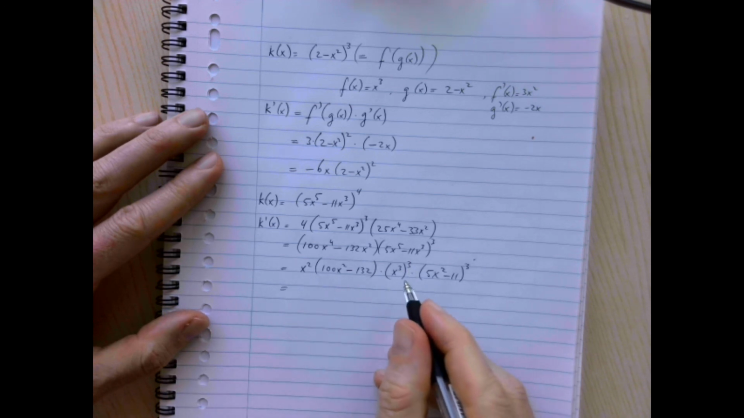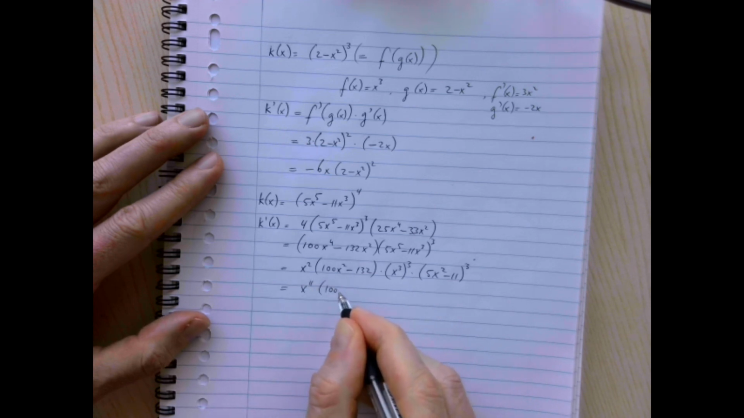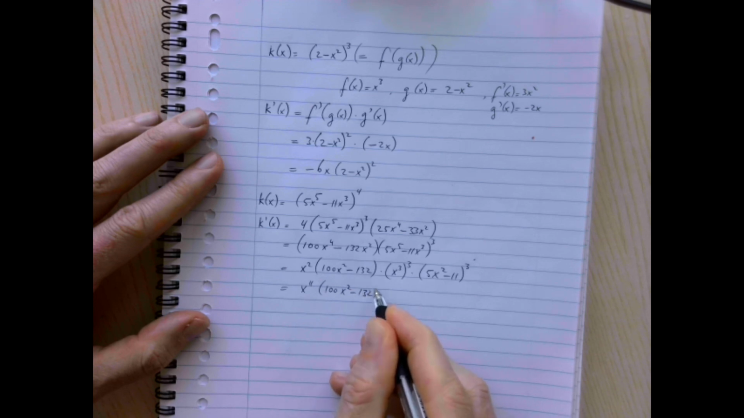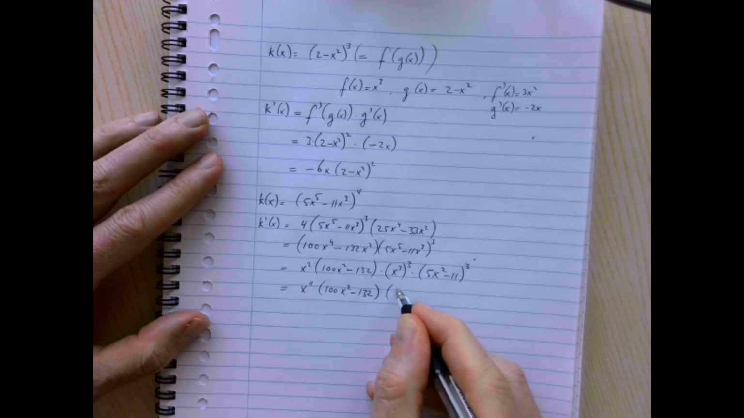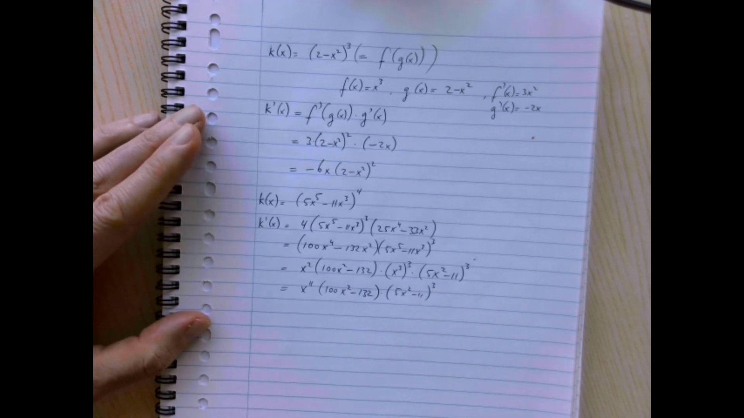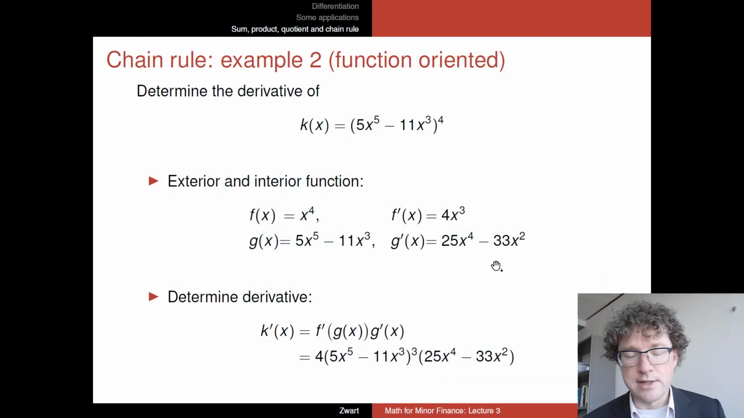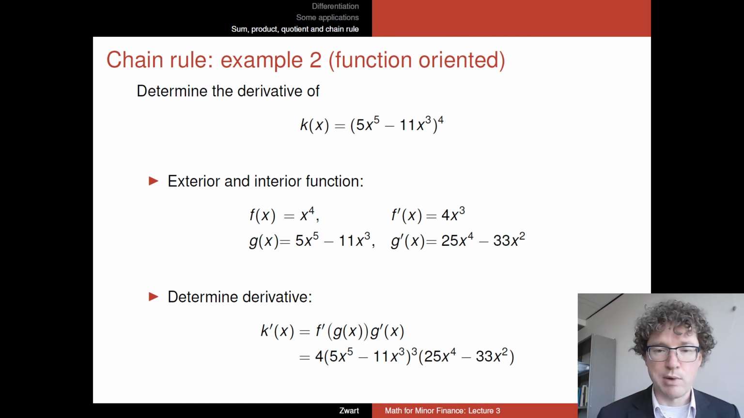So it's x squared times x to the power 9 gives us x to the power 11, times 100 x squared minus 132, times 5x squared minus 11 to the power 3. So this is just a different way again of writing. So let's go back to the slide then. And indeed, on the slide we just left it at this particular point. So it gets us where we want to be, and you can simplify it a bit by taking out the powers of x which are common across these various terms.